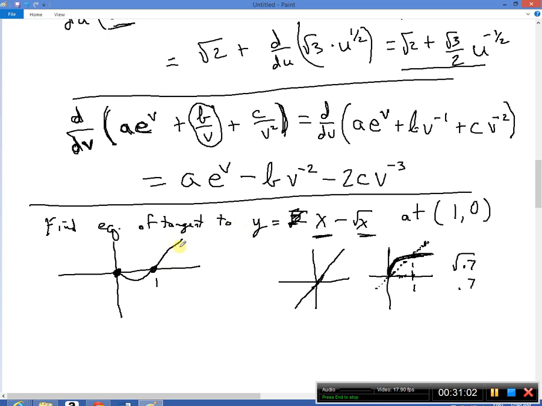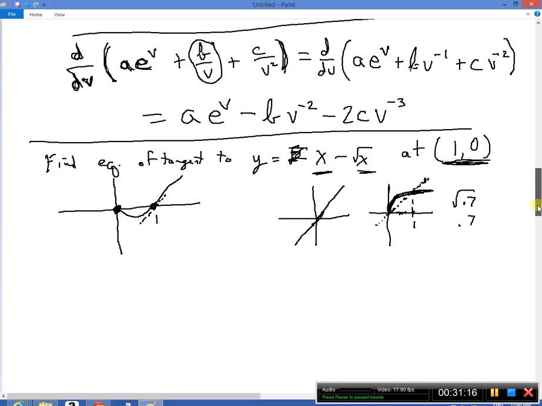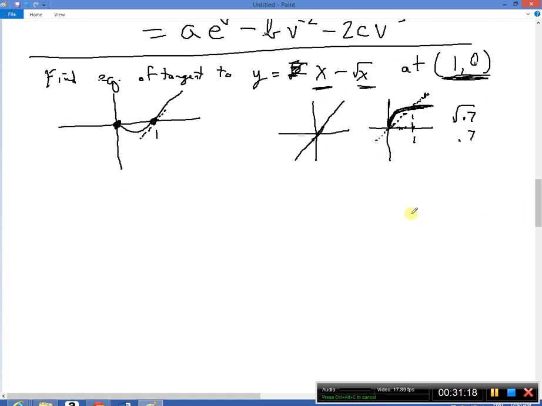Okay, but the question is, what's the equation of the tangent line to that graph at this point, the point 1, 0, right there? So the tangent line probably looks something like that. How do I get the equation of the tangent line? Well, first thing I need is the slope, and then I need a point. I've got the point 1, 0. So all I need is the slope, but the slope of the tangent is the derivative. So I need the derivative of this function. We call this function f of x. I need the derivative of that function, and I don't even need it at every point. I need it only at 1.